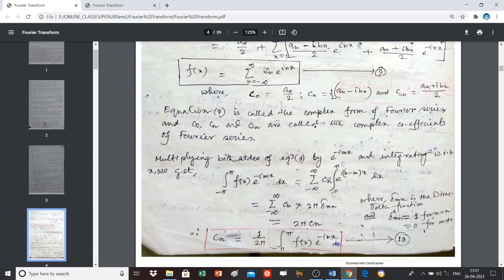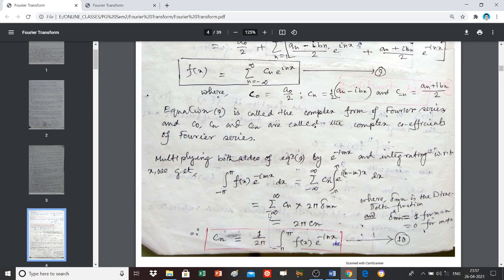Now, just multiply this equation by the term e to the minus imx, and then integrate with respect to x in the limit minus pi to plus pi. So what will that provide you? That will provide you the integral of f(x) e to the minus imx dx from minus pi to plus pi, that is equal to the sum over n equal to minus infinity to plus infinity, that is written here. Then Cn is here, the integration from minus pi to plus pi of e to the power inx, and then multiplied by e to the power minus imx, that will give you e to the power i(n minus m)x dx.